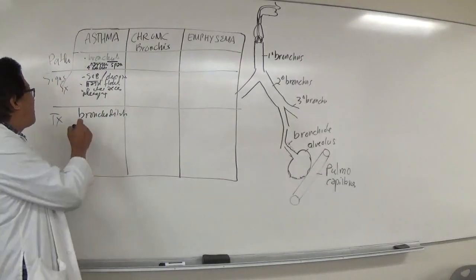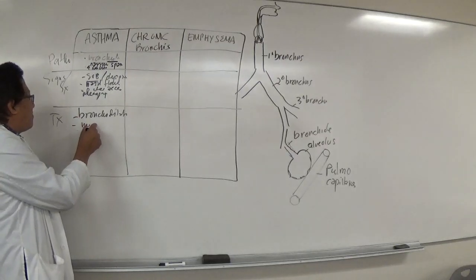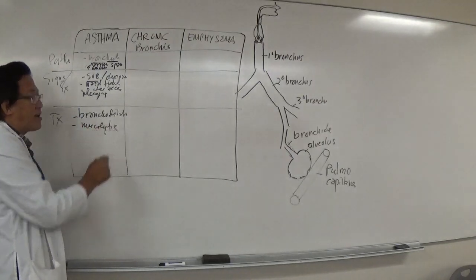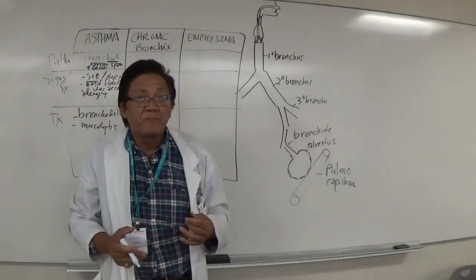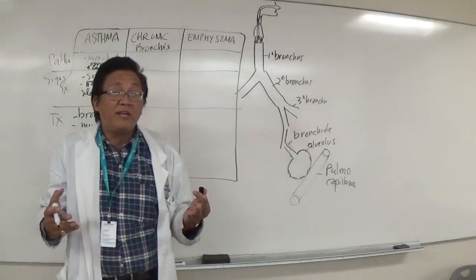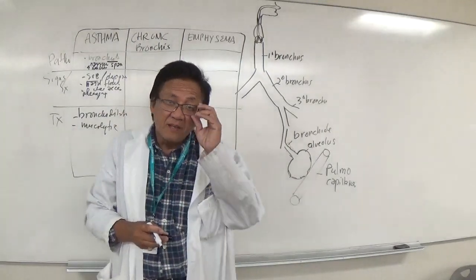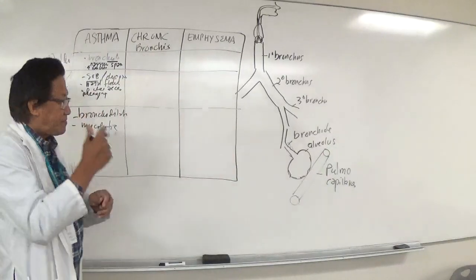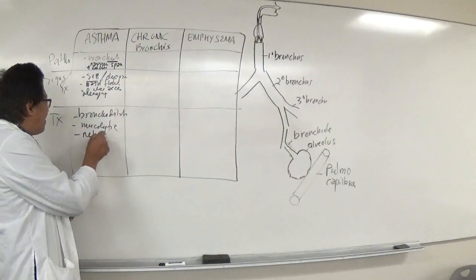Now, bronchodilators, what else? Are we going to give something for the mucus? You can give what? A mucolytic drug, carboxymethylcysteine. But some people say the best mucolytic is actually water, right? And very often we nebulize the patient, right?